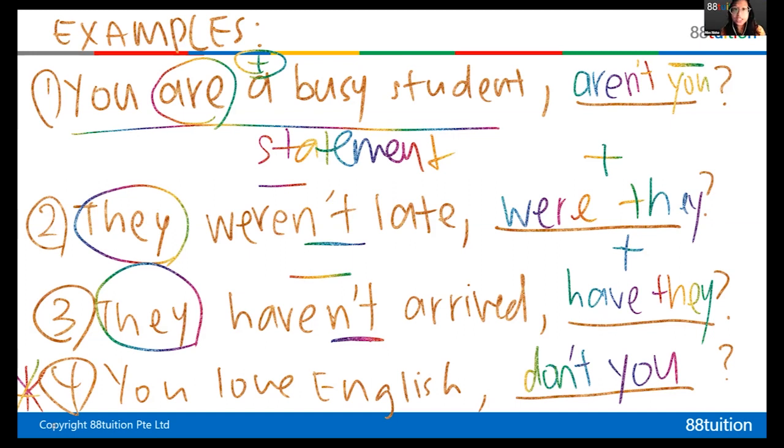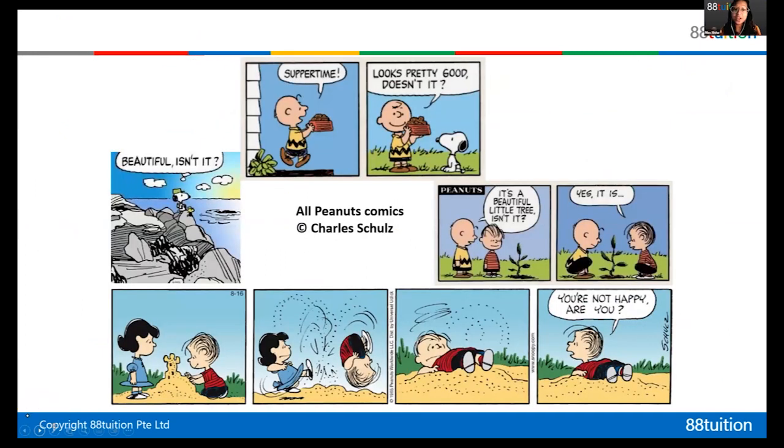Now let's try the next one. Give yourself a point for answering. See if you can give me the answers. Now, this is a comic. Do you like to read comics? Okay, this is a famous Peanuts comic. There are many auxiliary verbs. Comics love to use question tags. Can you give me an example of one question tag? There are many here. What is one question tag in this comic?